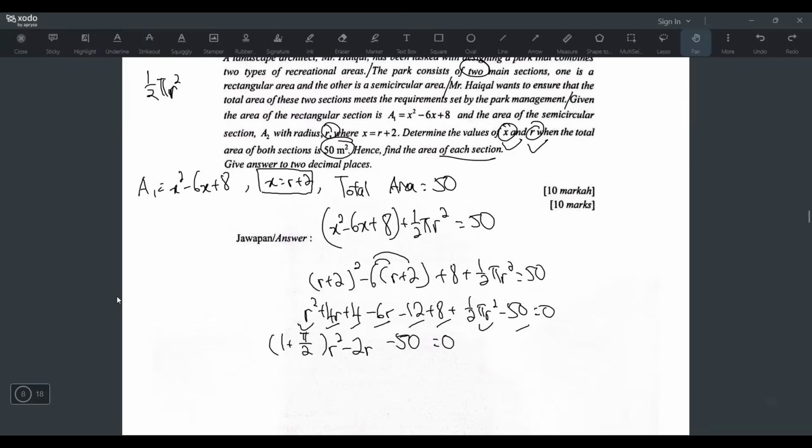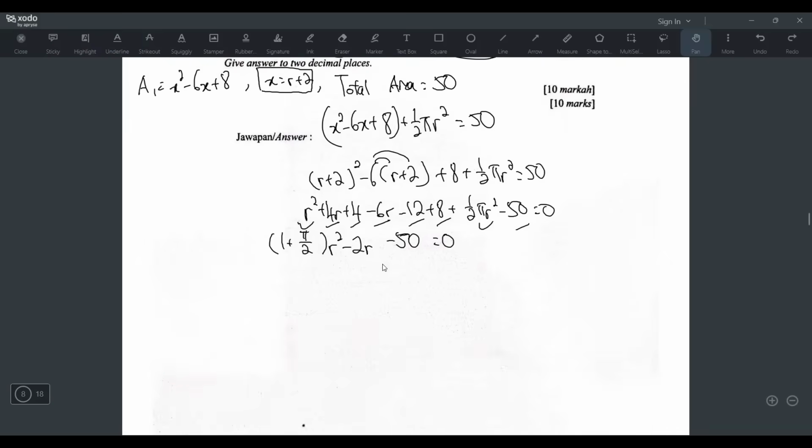So how do you find r from here? You have to factorize, right? But not all quadratic equations can be solved using factorization. Only those whose answer is a good looking answer. Good looking answer means the answer can change to a fraction, then you can use the factorization method. This one will not be a good looking answer.